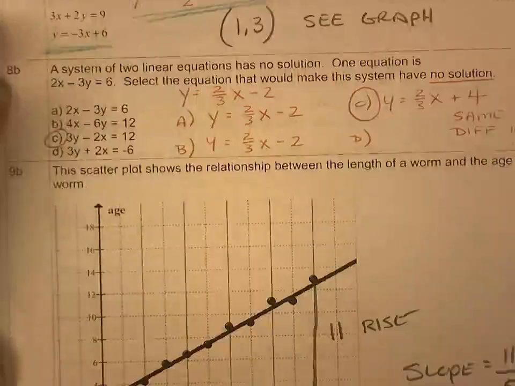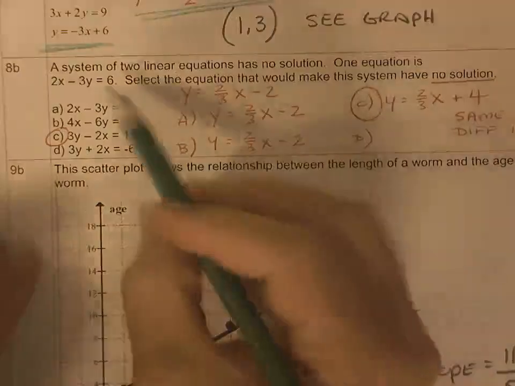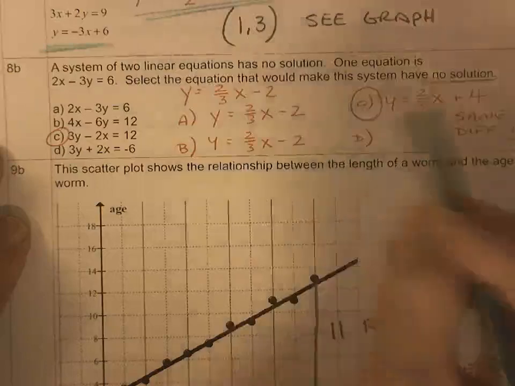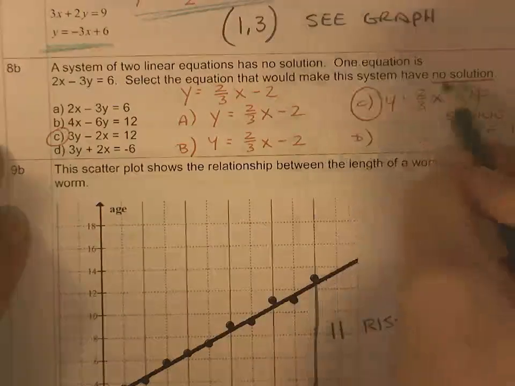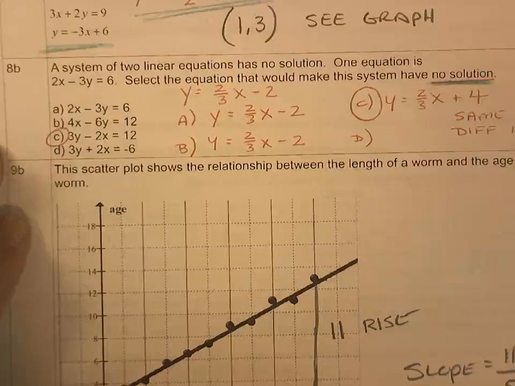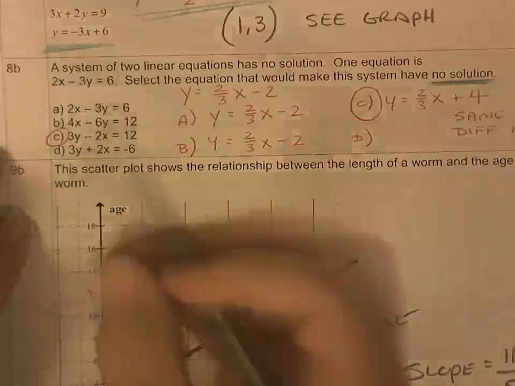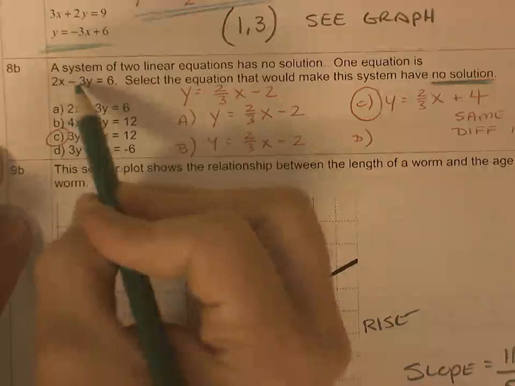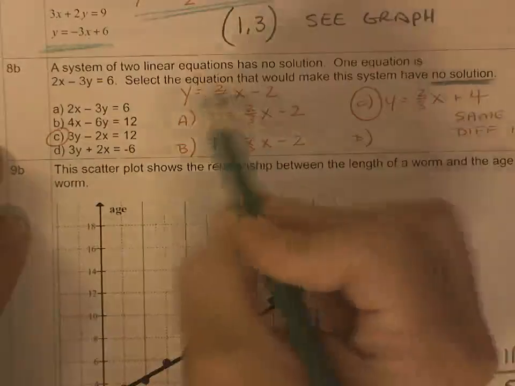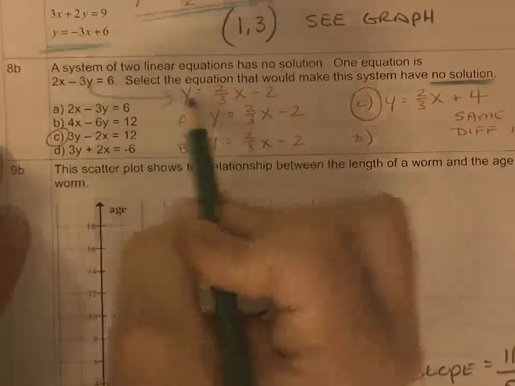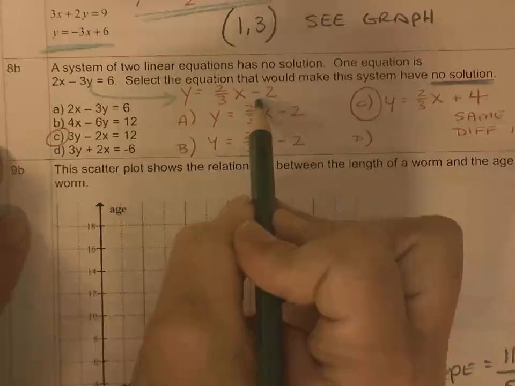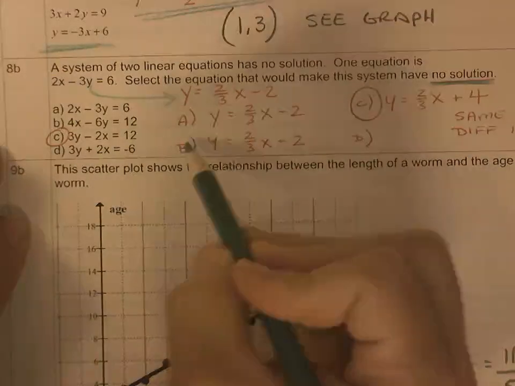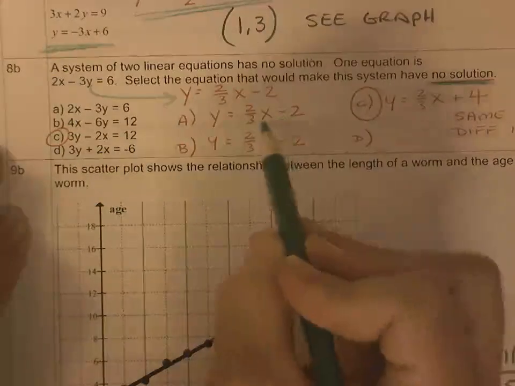Next one, 8. A system of 2 linear equations has no solution. So I'm looking for a no solution. No solution means it has the same slope, but different intercepts. So I did a move the x, divide by the y on all of these. This one became y equals 2/3 x minus 2. So I'm looking for one that has the same slope but a different intercept.